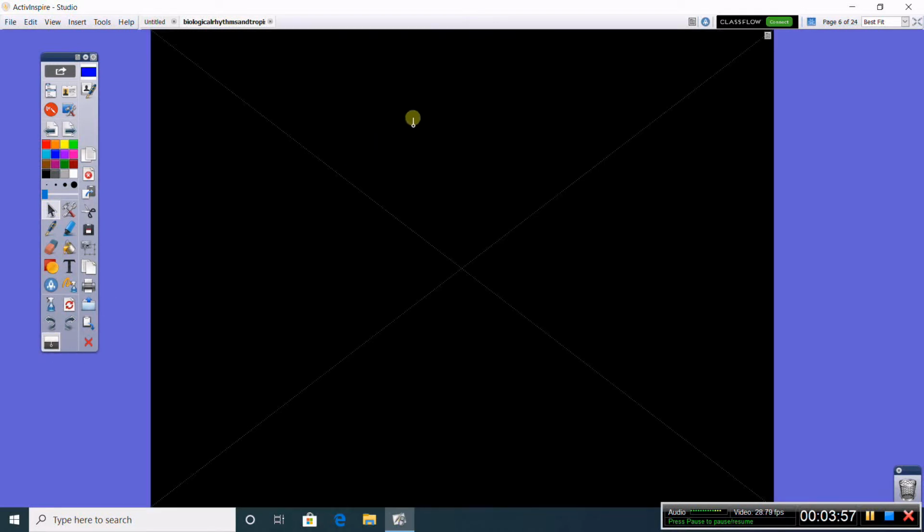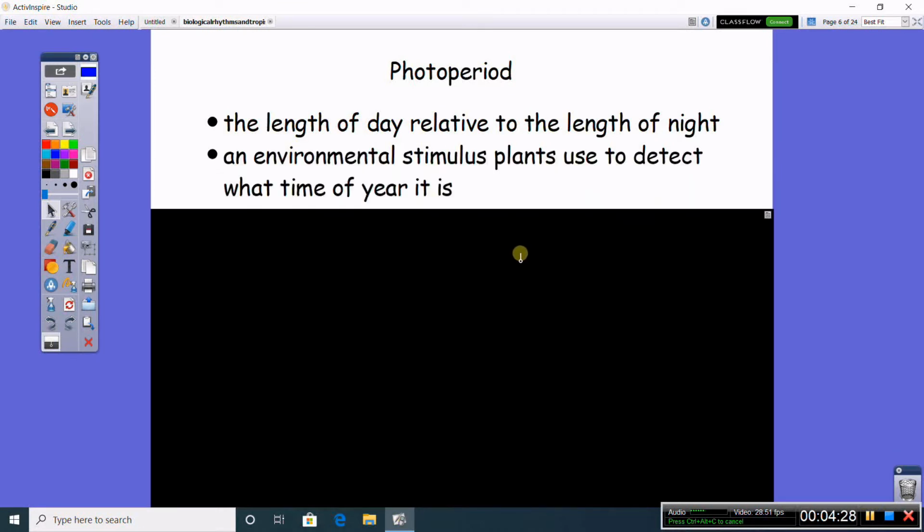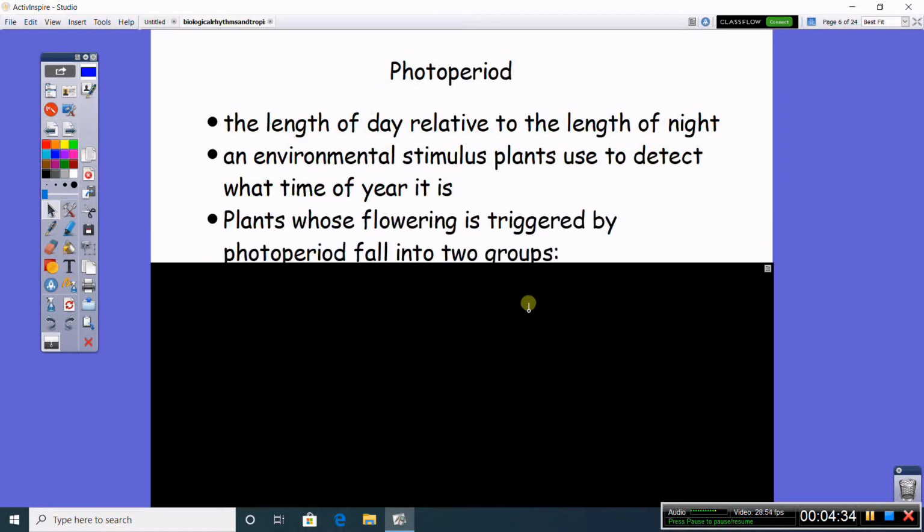Okay, so today we are specifically talking about photoperiods and tropisms. Two important, really behavioral aspects of plants. So photoperiod is the length of day relative to the length of night. So how many hours of continuous light there is versus how many hours of continuous or uninterrupted darkness. So this is an environmental stimulus that plants use to detect what time of year it is.